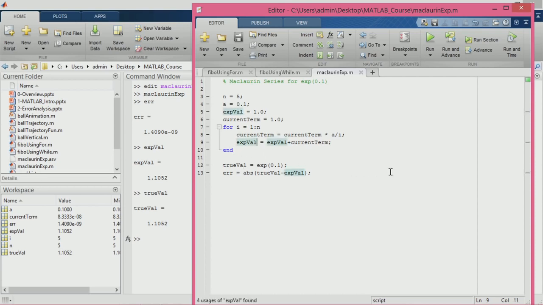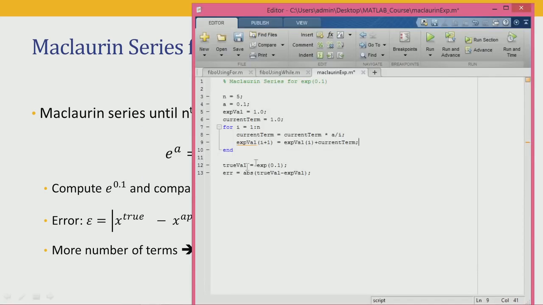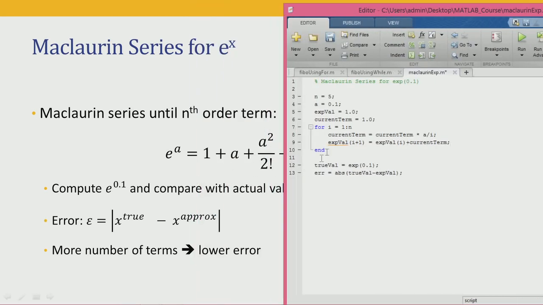So, let us say exp val I plus 1 is equal to exp val I plus current term. So, what does the first exp val contain? It is the 0 ordered approximation, that is just 1. So, that is not really an approximation. Exp val 2 is going to have 1 plus a, exp val 3 is going to have 1 plus a square by 2 factorial, so on and so forth.